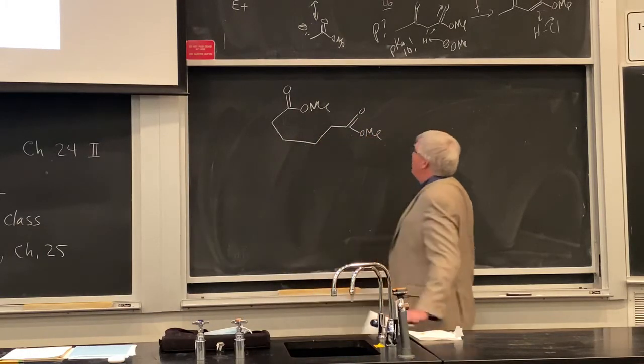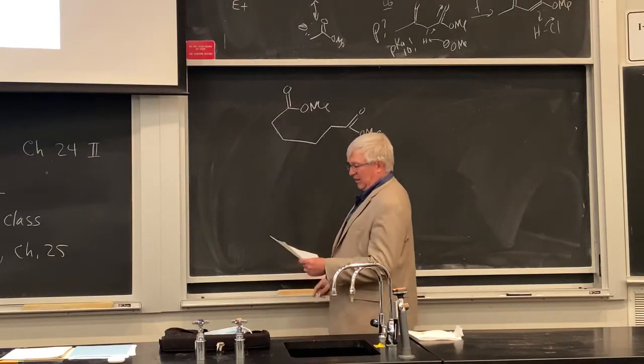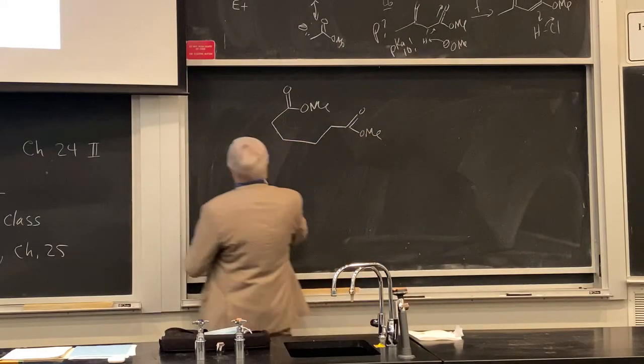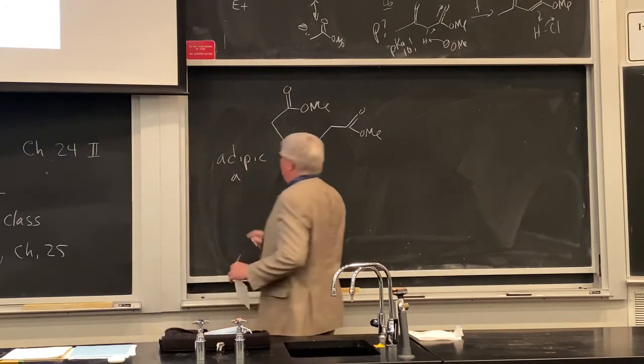So it's a dimethyl ester. How many carbons? 1, 2, 3, 4, 5, 6. Yeah, what's that name? It's adipate, right? Adipic acid is what it came from originally.